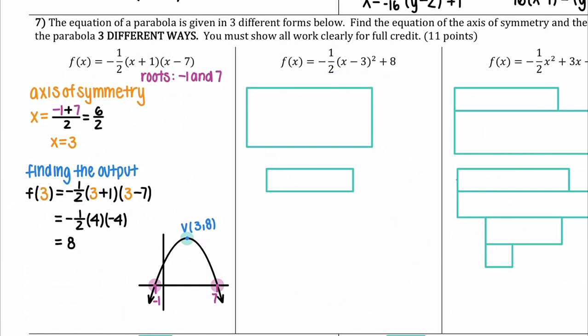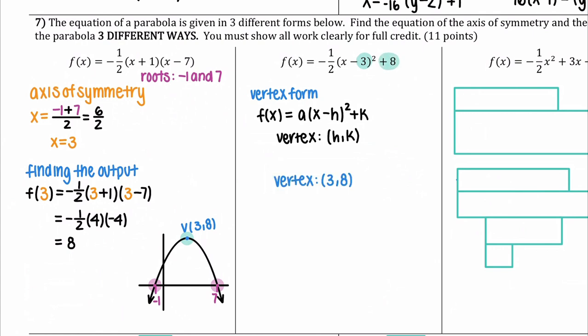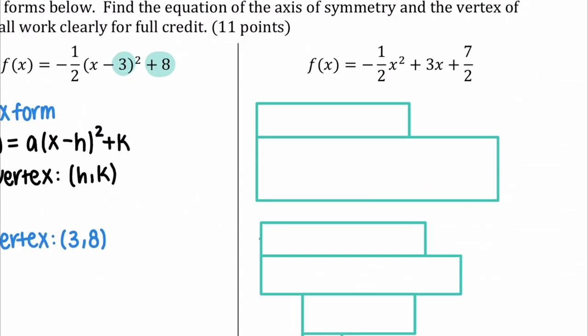For the second part, here we have f of x equals -½ times (x minus 3) squared plus 8, and we see that this is already in vertex form. If we remember vertex form, that's f of x equals a times (x minus h) squared plus k, where the vertex is (h, k). So from here, our vertex is just going to be as simple as we think it is, (3, 8). We should be expecting the same answer for each of these since they are equivalent equations.